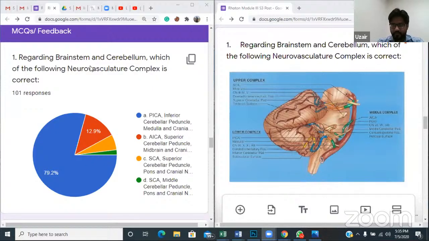Regarding brainstem and cerebellum, which of the following neurovasculature complex is correct?